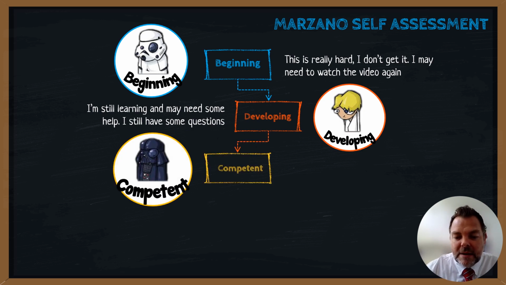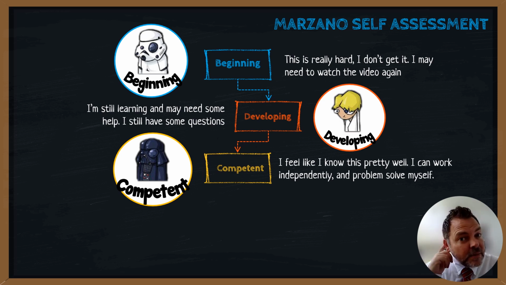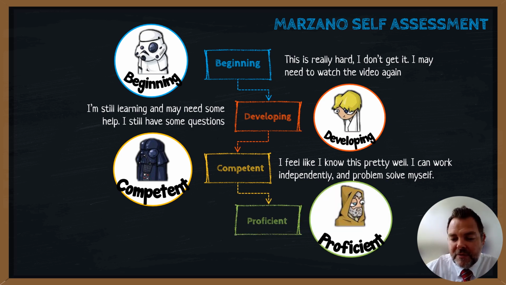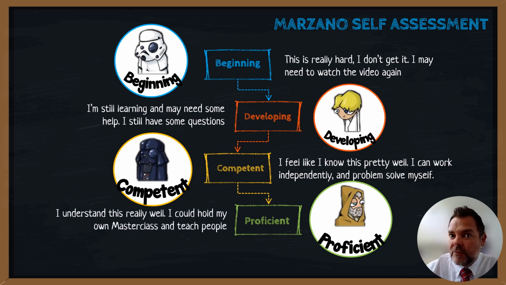So the next one is competent. This means that we understand it quite well. We can work independently, and we can problem solve by ourselves. But there may be some areas that we're still struggling with. And finally, we're at that proficient stage. This means that we understand it very, very well. We're getting most of our questions correct, and we could actually hold our own masterclass, where we could teach other people how to do this concept as well. Okay, very important that we look at our Marzano self-assessment. Whereabouts are we in relation to our understanding?